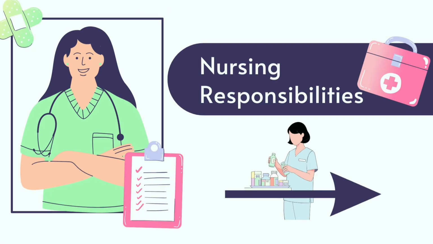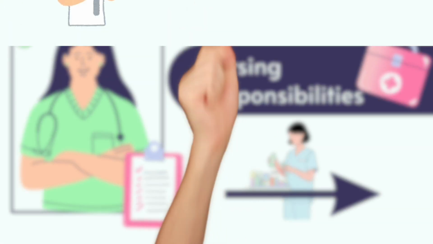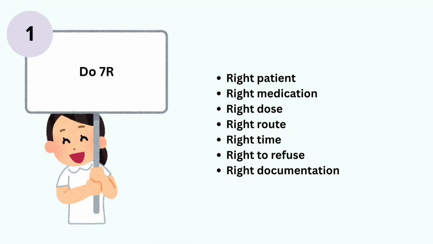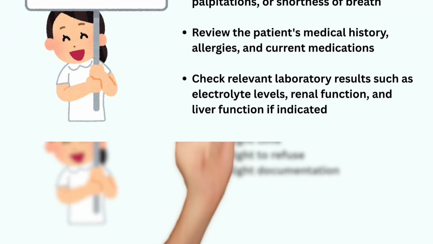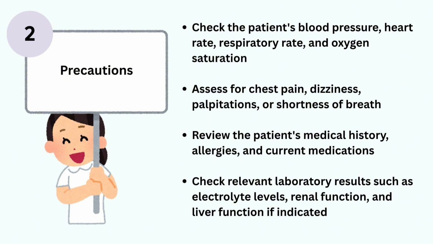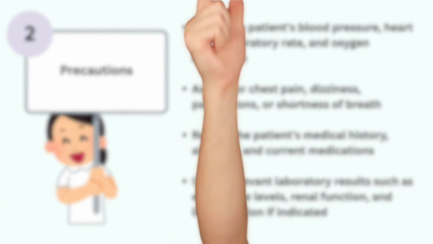As nurses, what are our key responsibilities? First, always practice the 7 rights of medication administration: right patient, right medication, right dose, right route, right time, right to refuse, and right documentation. Second, conduct thorough baseline assessments. Check vital signs. Assess for symptoms like chest pain, dizziness, or dyspnea, and monitor lab values like renal and liver function tests.